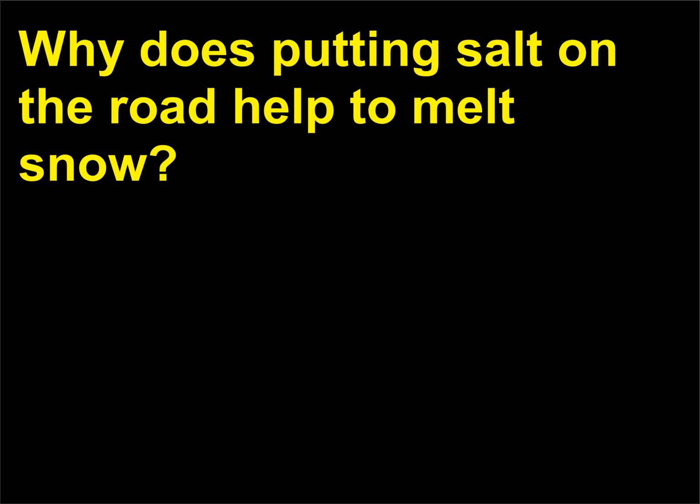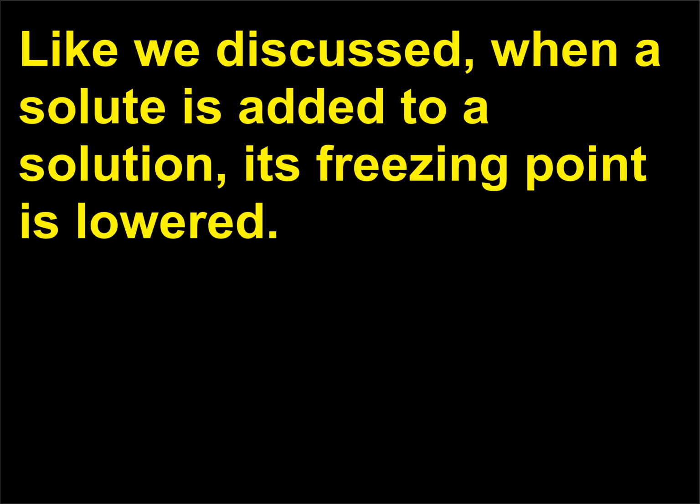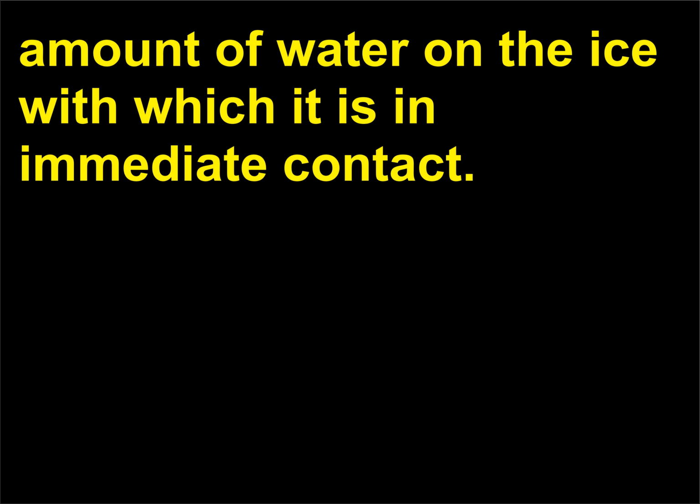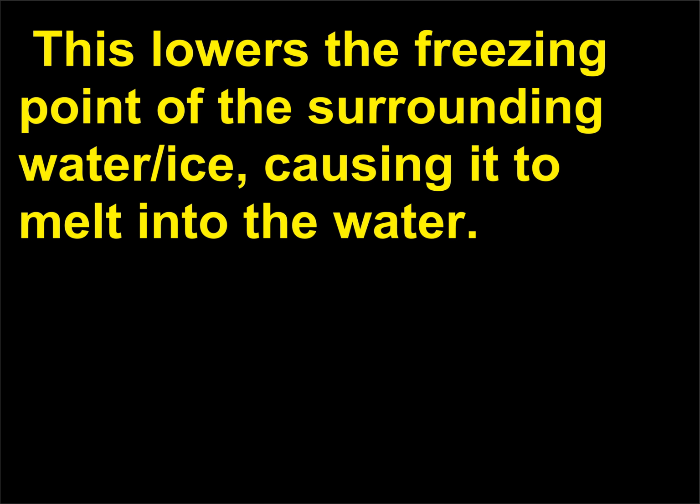Why does putting salt on the road help to melt snow? Like we discussed, when a solute is added to a solution, its freezing point is lowered. When salt is placed on snow, it begins to dissolve into any small amount of water on the ice with which it is in immediate contact. This lowers the freezing point of the surrounding water/ice, causing it to melt into the water. This process continues until the salt is completely dissolved.